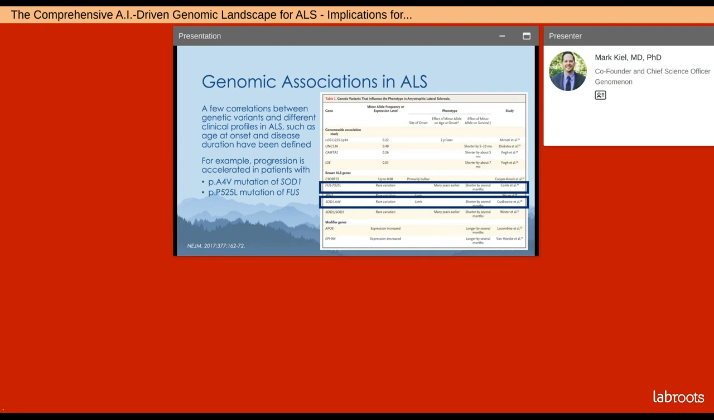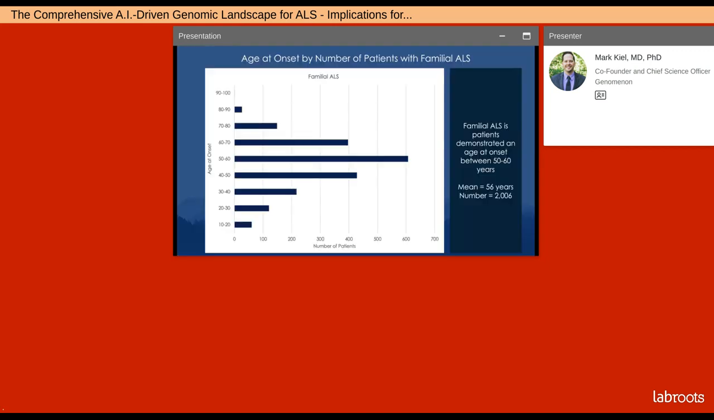The first is a FUS variant, the P525L variant, which was found in a series of 11 patients to suggest that patients with that variant present many years earlier and have a shorter survival course. In addition to patients who have a mutation in the SOD1 gene, the A4V mutation, which were found to have a shorter survival as well in that single study. So again, these hint at the idea that there's value in better understanding a comprehensive genomic landscape in ALS to divine what these clinical associations may be.